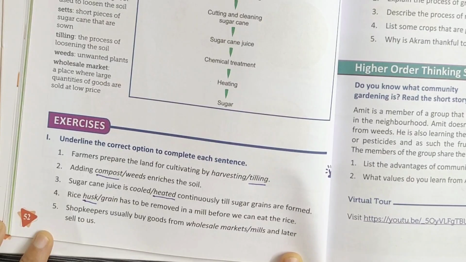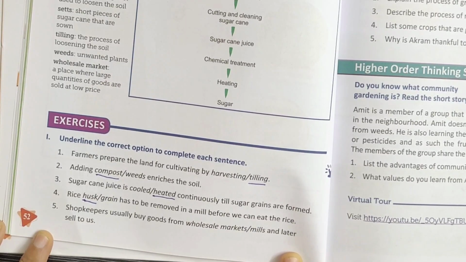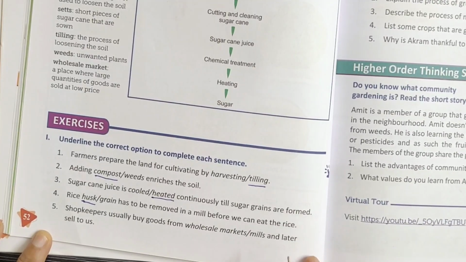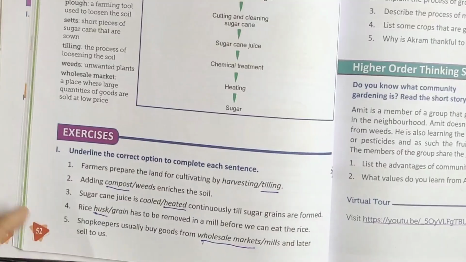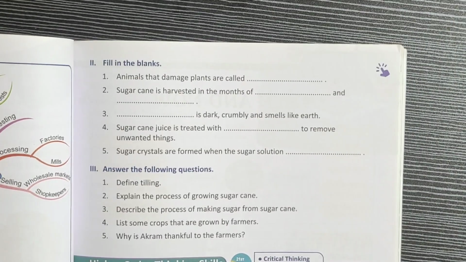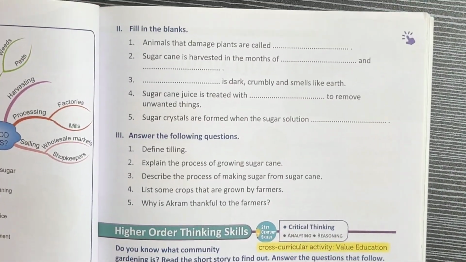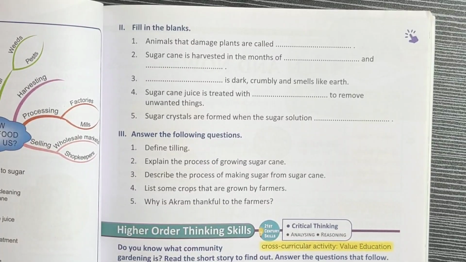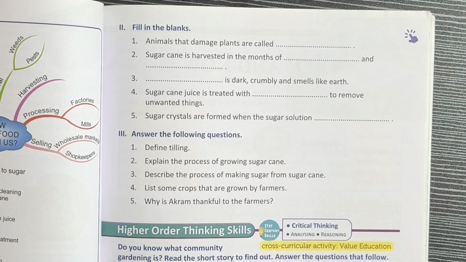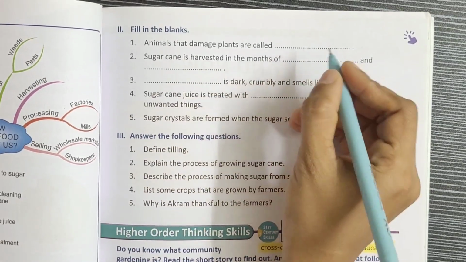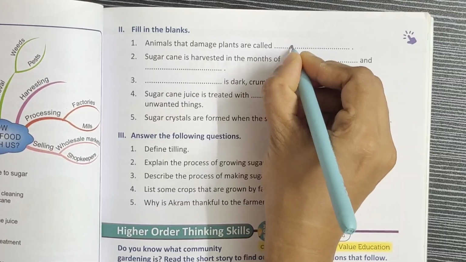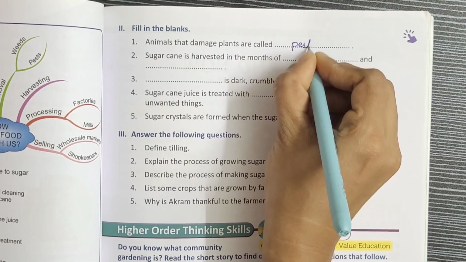Shopkeepers usually buy goods from wholesale markets or mills and later sell to us. Wholesale markets. Okay. Fill in the blanks. Animals that damage plants are called pests.